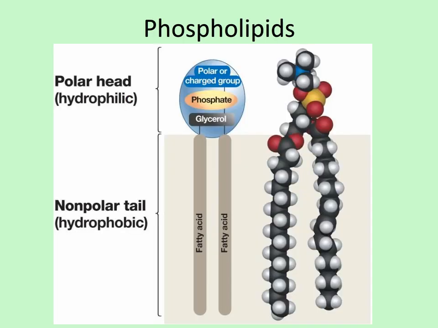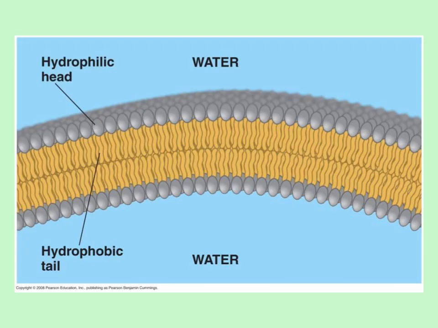The head contains a phosphate, glycerol, and a polar or charged group, which makes the head hydrophilic. Attached to the head are 2 nonpolar fatty acid tails. Like in fats, these fatty acids can be saturated or unsaturated. Phospholipids are very important. They form the bilayer of all membranes found in and around cells.